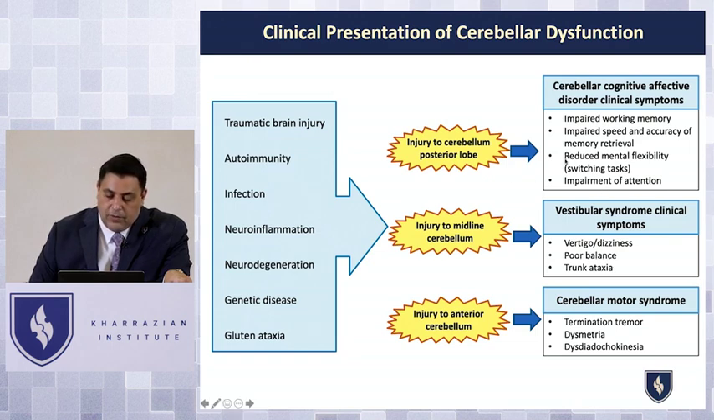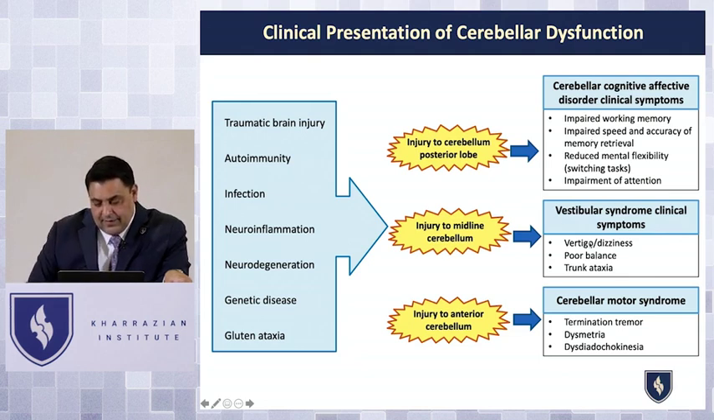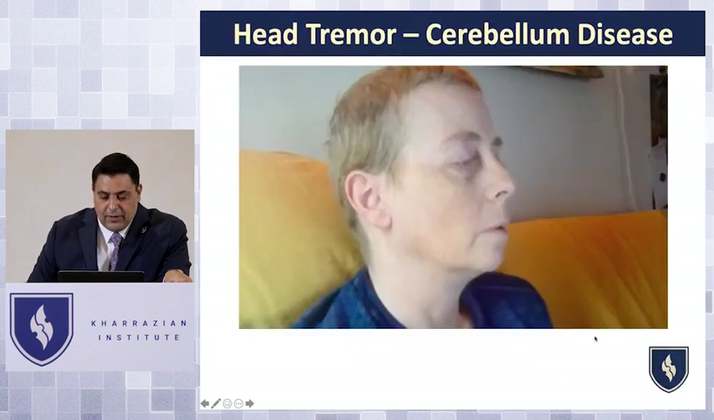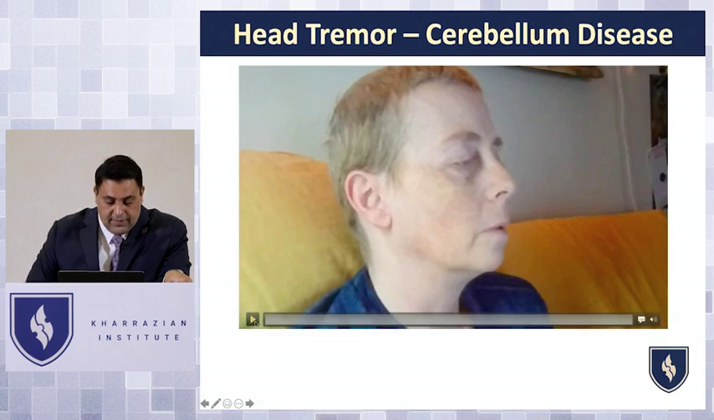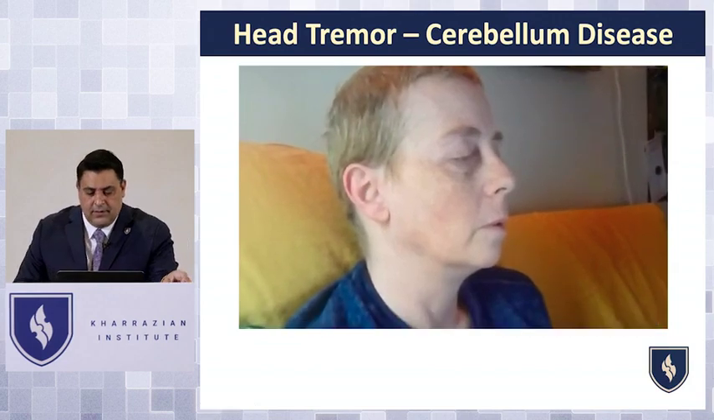And then usually when one part of the cerebellum is involved, it's just not isolated to one spot. If it impacts the midline cerebellum, which usually gets some vertigo and balance issues, and it affects the anterior cerebellum, they may have some termination tremor and dysmetria. Now remember, lip tremor you see with basal ganglia disease, but head tremor is a sign of cerebellar disease. You see these subtle head movements. You ever see that? You know the cerebellum's in trouble.